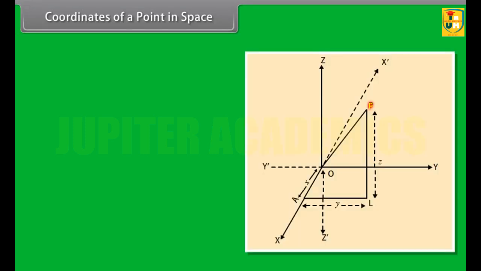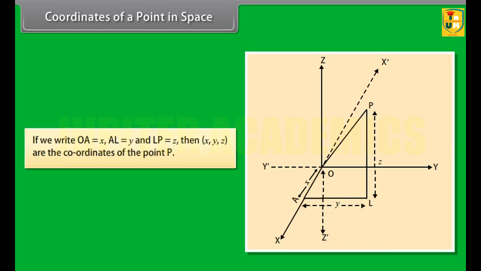Coordinates of a point in space. Let P be any point in space. Through P, draw perpendicular PL on the XY plane meeting this plane at L. Through L, draw a line LA parallel to OY cutting OX in A. If we write OA is equal to x, AL is equal to y, and LP is equal to z, then x, y, z are the coordinates of the point P.